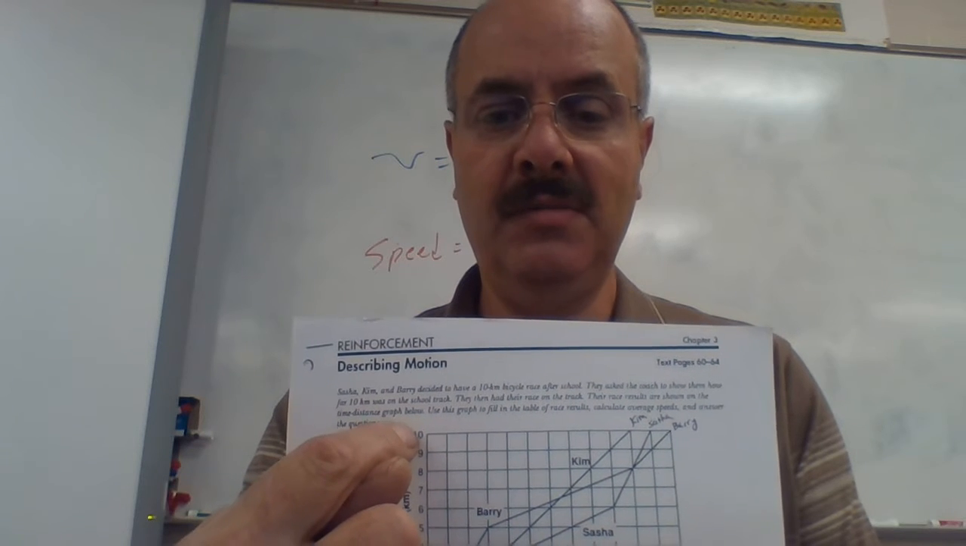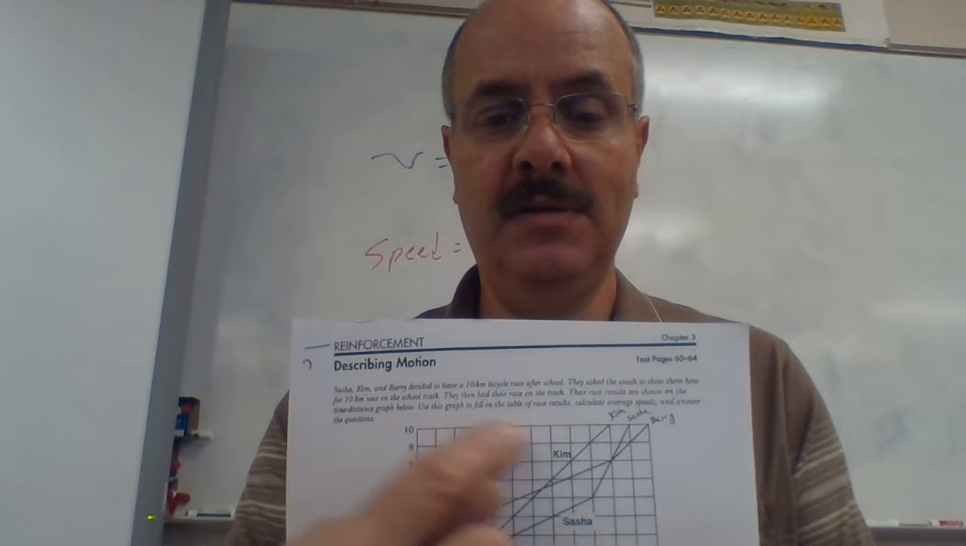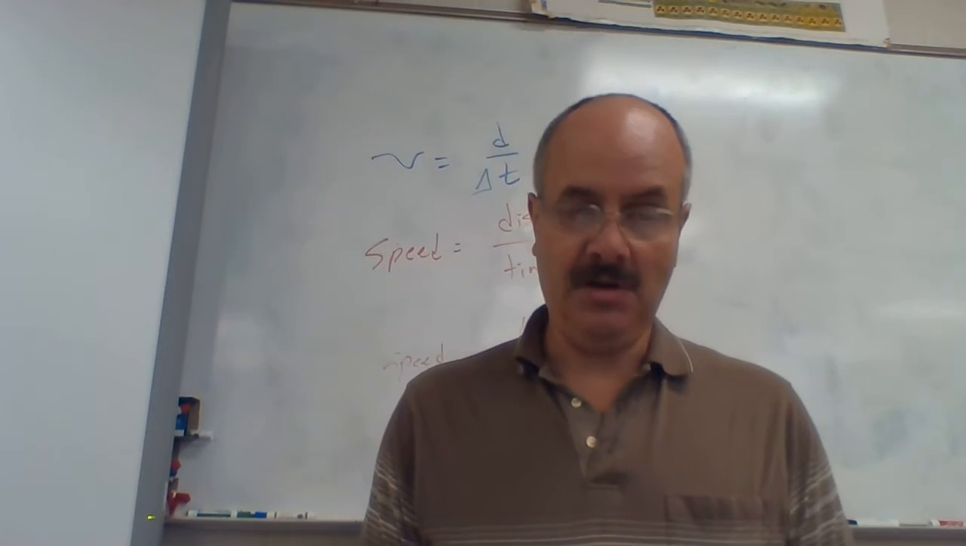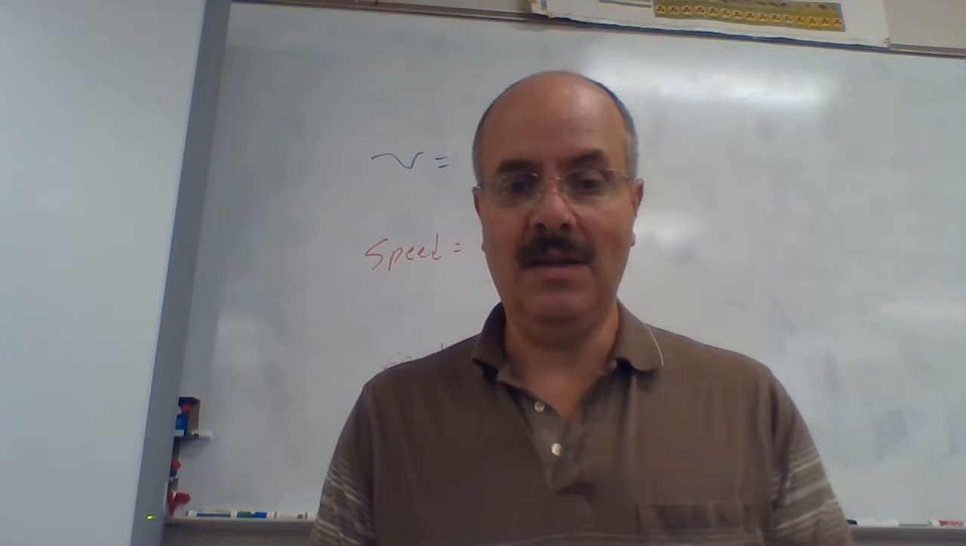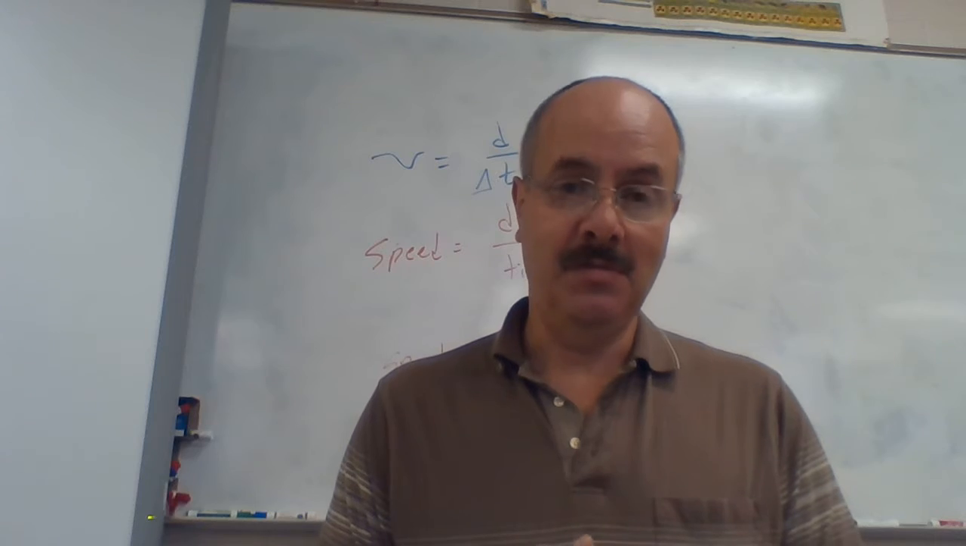Well, we go right here. She traveled 10 kilometers. How far did Sasha travel? 10 kilometers. How far did Barry travel? 10 kilometers. So we can put inside that chart that each one of them traveled 10 kilometers. So there's 10 kilometers for Kim, 10 kilometers for Sasha, 10 kilometers for Barry.